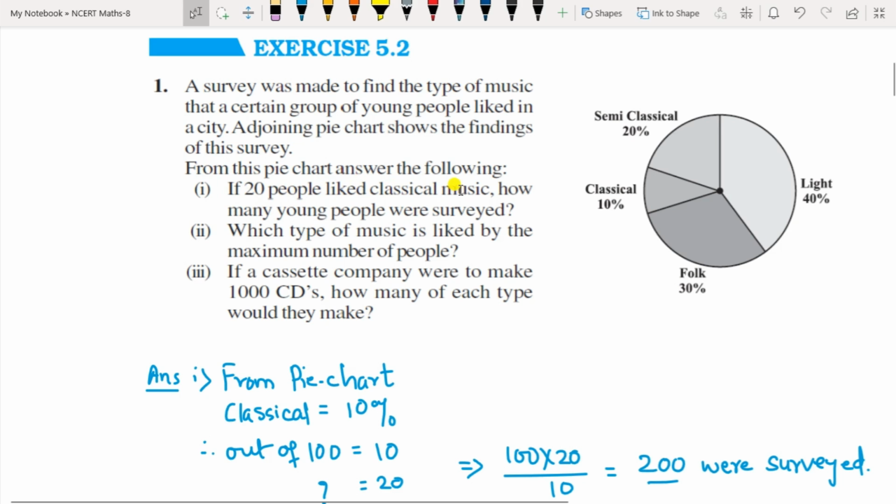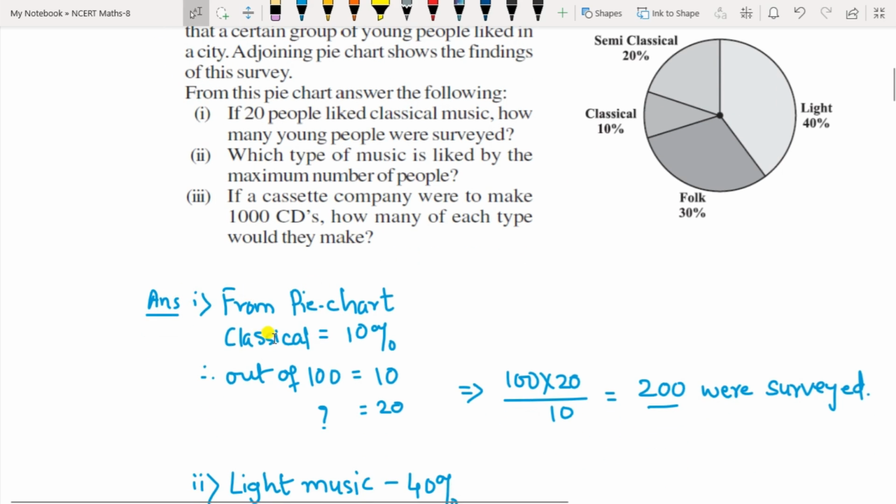If 20 people like classical music, how many young people were surveyed? Now they are asking about classical music. It is given in percentage, so you have to convert it into a number. From the pie chart, classical is 10%. So 10% means out of 100 it is 10. They say 20 people like classical music, so what is the total number? That is 100 into 20 upon 10, cross multiply, and that gives you 200. So 200 people were surveyed.